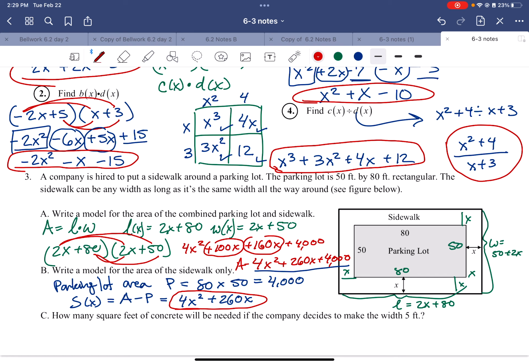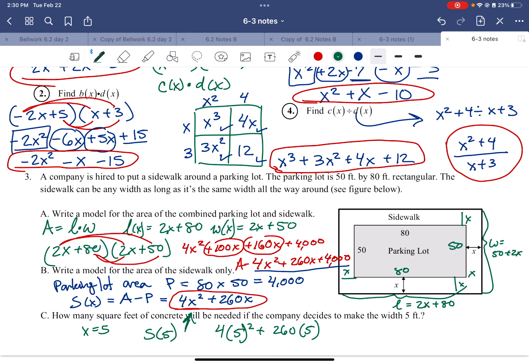All right, and the last question, how many square feet of concrete will be needed if the company decides to make the width 5 feet? So remember, the width of the sidewalk is our x, and so they're saying what happens if we decide to make x equal to 5? So what they're saying is when x equals 5. So in other words, what is the sidewalk area when x equals 5? Well, remember that the equation for the sidewalk area was this right there, so we're just going to plug 5 into that. So 4 times 5 squared plus 260 times 5.